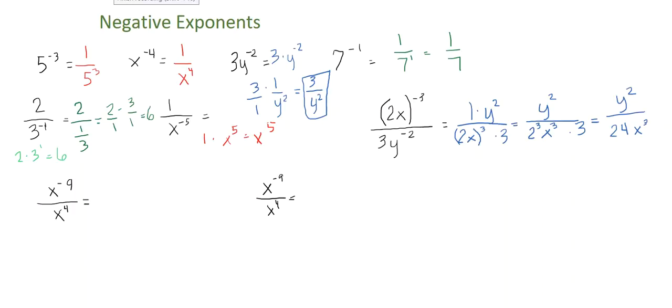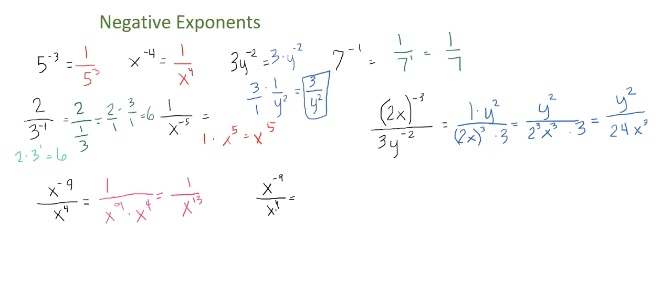For this one, the x to the minus 9 is 1 over x to the positive 9. So we have 1 over x to the positive 9 times x to the 4th on the bottom. And when we have two exponents with the same base and they're being multiplied, we can add. So that becomes 1 over x to the 13th.